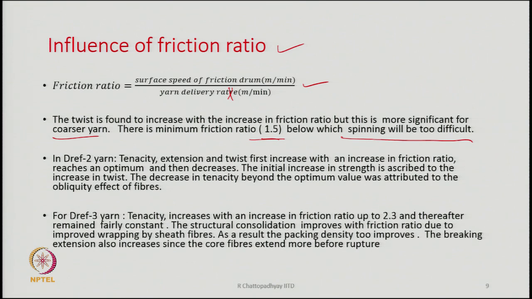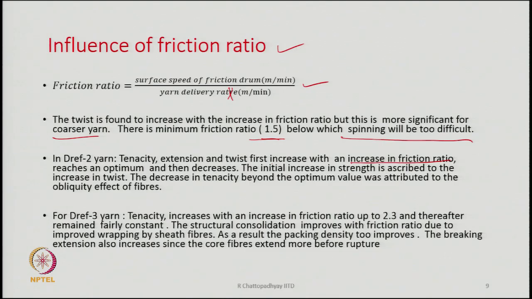In DREF 2, tenacity, extension, and twist first increase with increase in friction ratio, reach the optimum and then decrease. That means initially with friction ratio twist will increase, and as twist increases, tenacity also will increase. If tenacity increases, extension of the yarn is also going to increase. But when the friction ratio goes beyond the optimum, then everything will fall down. Why? Because of the typical obliquity effect.